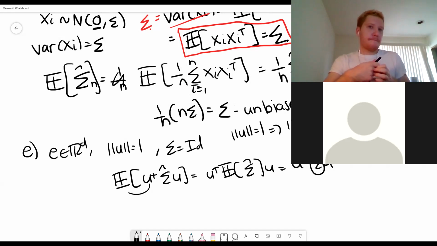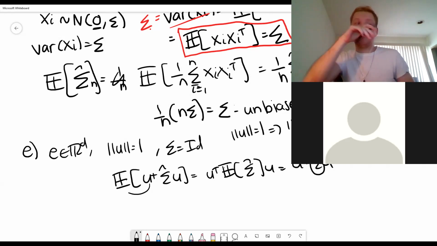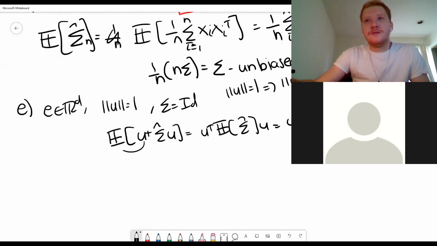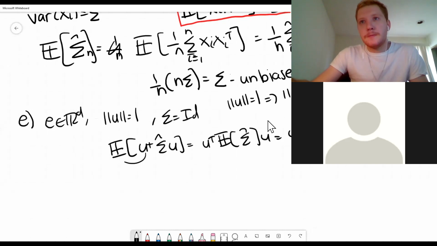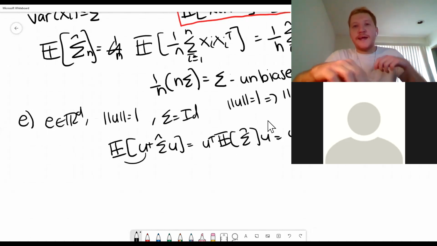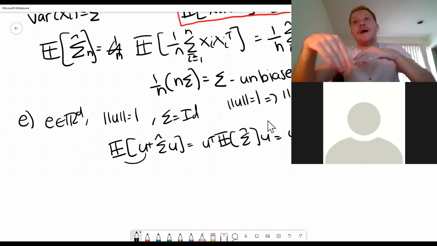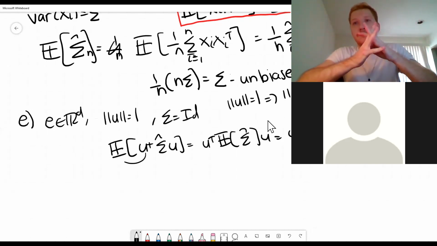For part D, we need to find the trace of sigma, right? Yes. You can't really specify it beyond that. You can say it's the sum of the elements on the diagonal of sigma. You basically just have to write in some way the sum of the elements of the diagonal of sigma, but it's sigma, not sigma hat, right? So it is a little different.